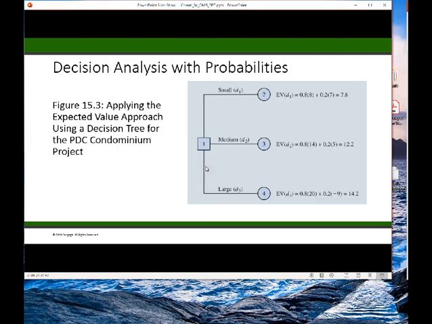So here we see where we've collapsed the graph, the decision tree, because we've calculated the expected value for the strong and weak demand. And now we're just looking at the expected values of the 3 branches from the decision to what size complex to build. And for our situation here, it would be to build the large complex with an expected payoff of 14.2.